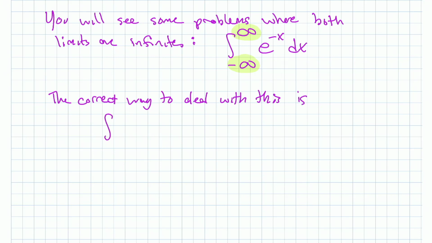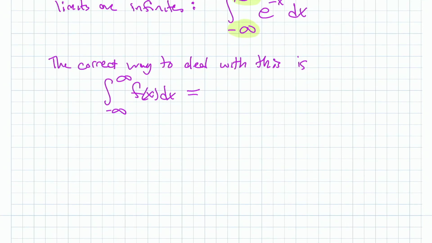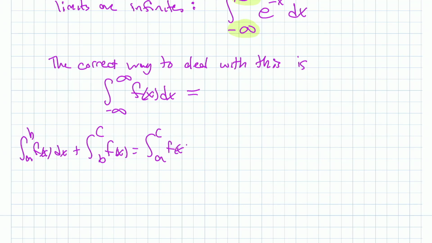is, so I'm not going to use a specific example here because this is just notation. But what you do, if they're both infinite like this, is you use a property of integrals that says, like, you've seen this property before, right? Like integral from a to b plus the integral from b to c equals the integral from a to c. You have seen that, I guarantee it.